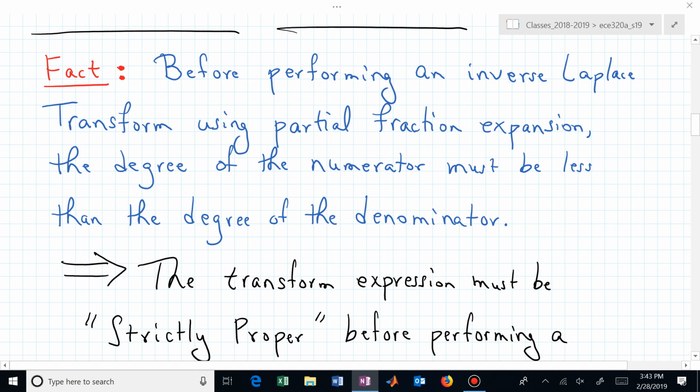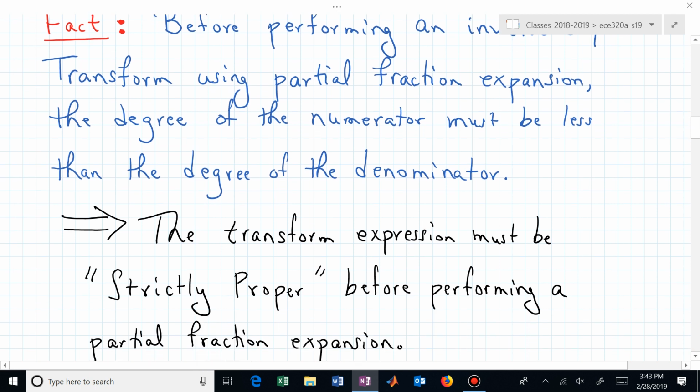Reading this then, it says before performing an inverse Laplace transform using partial fraction expansion, the degree of the numerator, and there I should have said the degree of the numerator polynomial, must be less than the degree of the denominator polynomial. And that's strictly less, not equal, less. So another way of saying that is you can start talking about things being strictly proper and improper. You'll now know what those mean relative to polynomials.